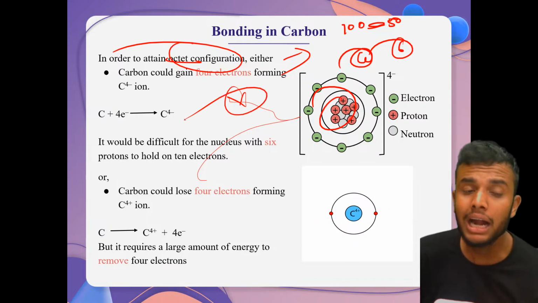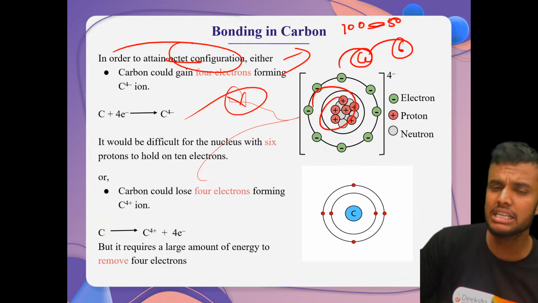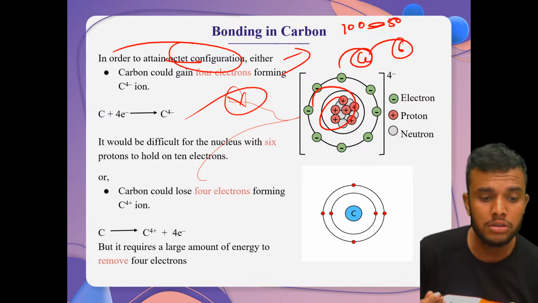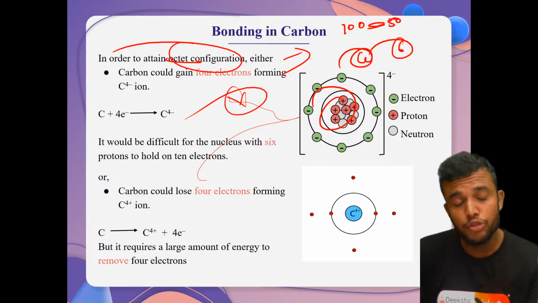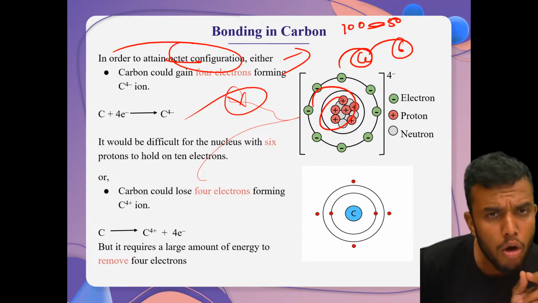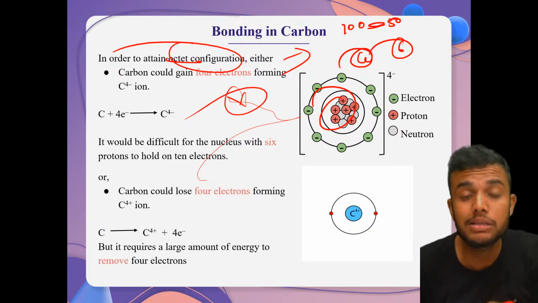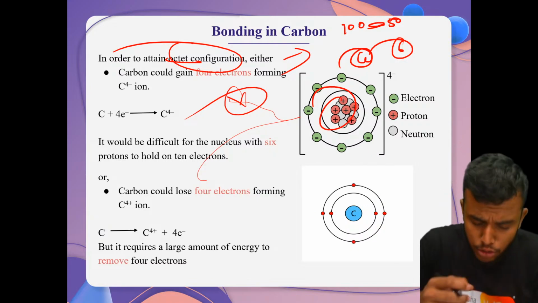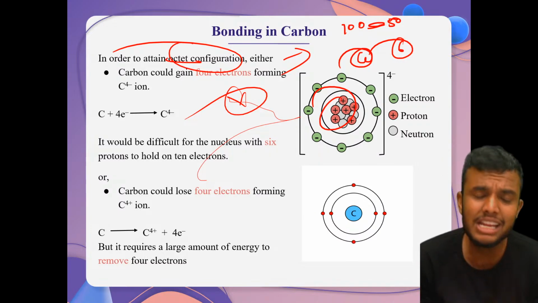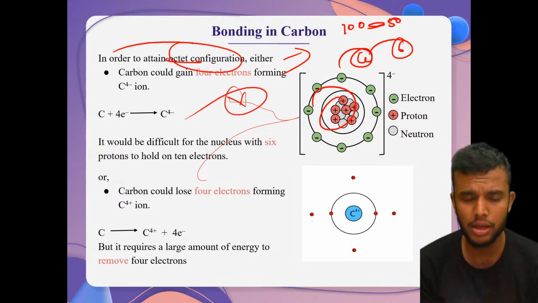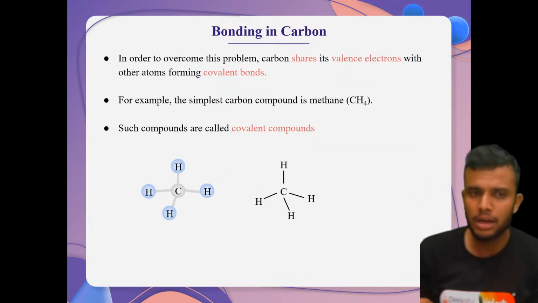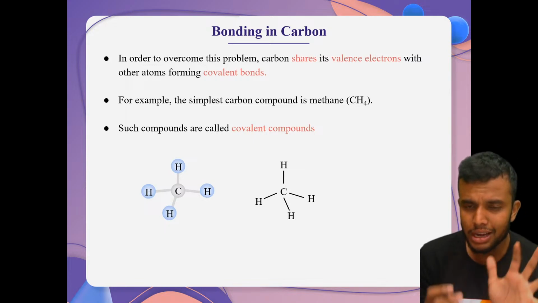Either it loses its 4 electrons instead. To remove 4 electrons, we need a large amount of energy. We cannot easily supply that energy, students, because carbon is very small and the valence electrons are held strongly. We need to forcefully remove them. If 1 or 2 electrons were there, we could easily remove them, but 4 is too many. To overcome this problem, the carbon does something.